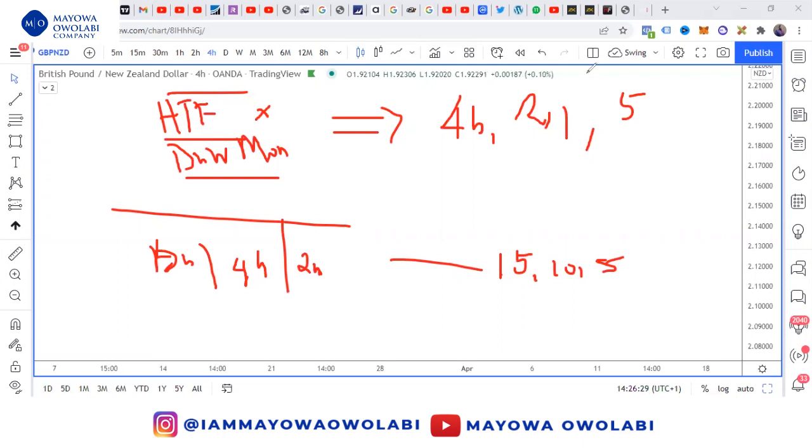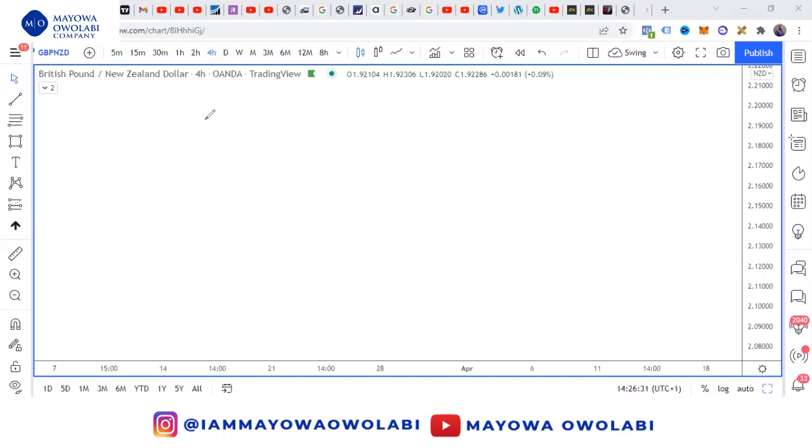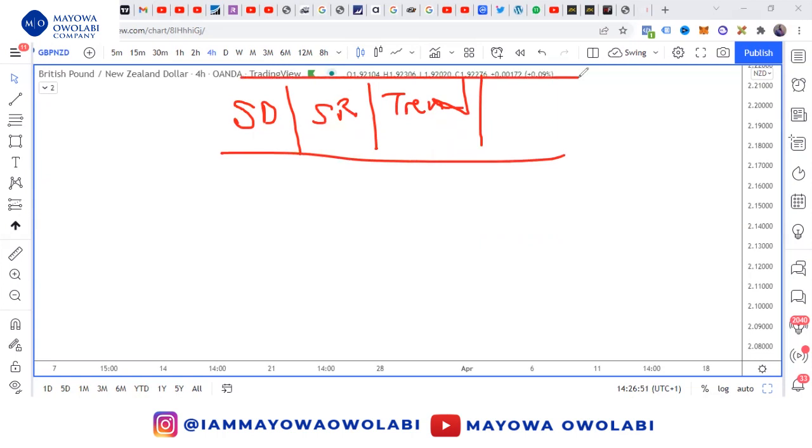So how does this work? Your goal is to look for a higher time frame confluence. Either you're a supply and demand trader, or a support and resistance trader, or a trend trader, or any of the strategies you're using, or an indicator trader, RSI, MACD, stochastics, all the rest. All you need to do is to see all of these on your analysis chart.